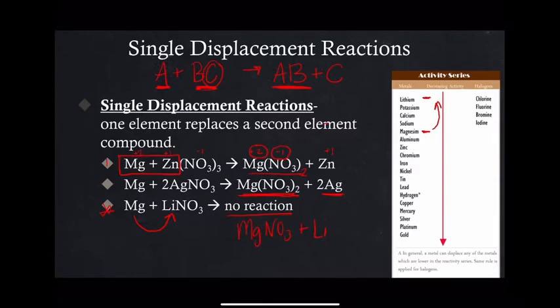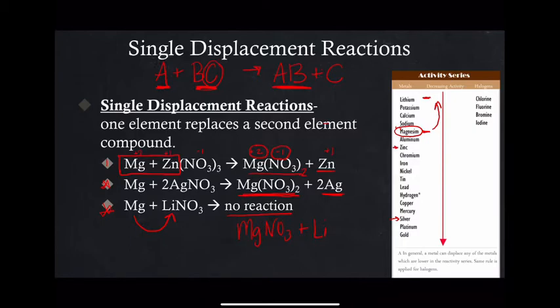Now, magnesium, here's magnesium again, it was able to displace zinc because zinc is down here beneath it. It was also able to displace silver in the second equation because silver is beneath it. But magnesium cannot displace lithium. So you have to look for that in these problems. Okay, this is only true for single displacement reactions when you have to look at the activity series, okay?